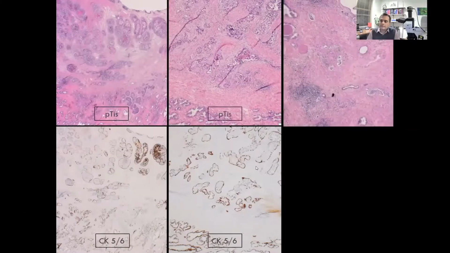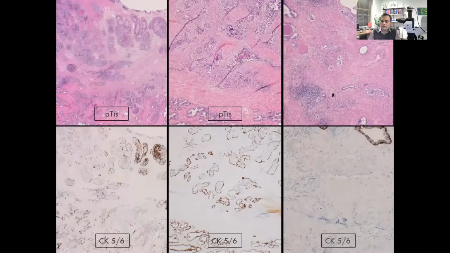Finally, this last example is where you get true invasion into the stroma. You see these two clusters and a few clusters here. In this case, if you do the stain, there are no basal cells at all. So this is invasive into the prostatic stroma, but remember, this is still not pT4. If it invades from the duct, it's still a pT2.